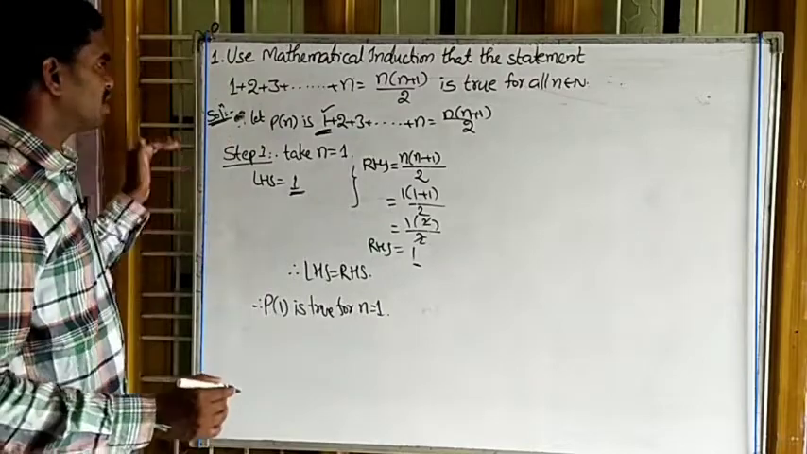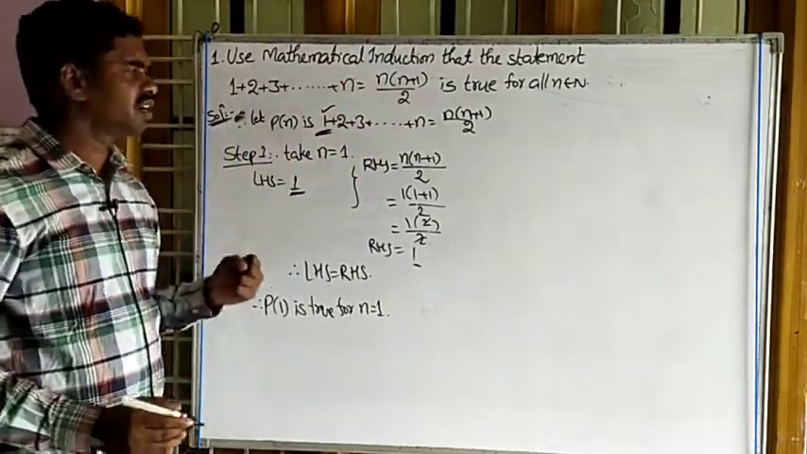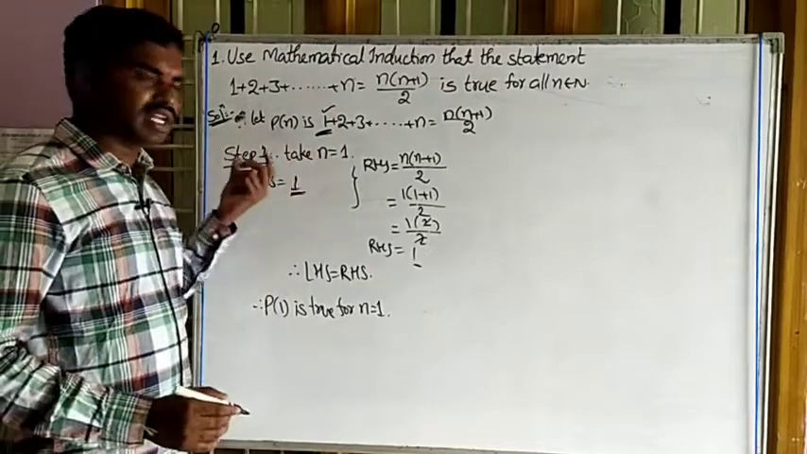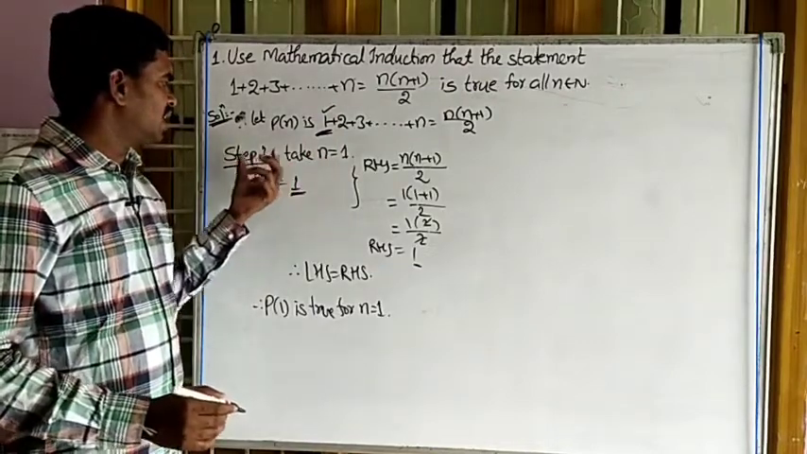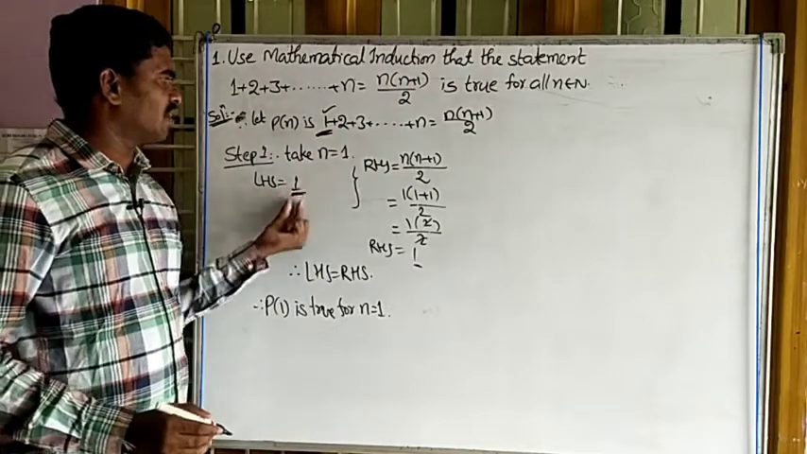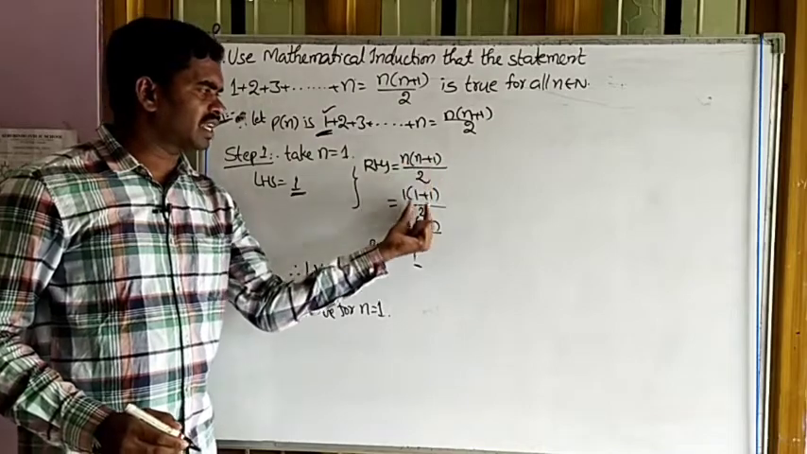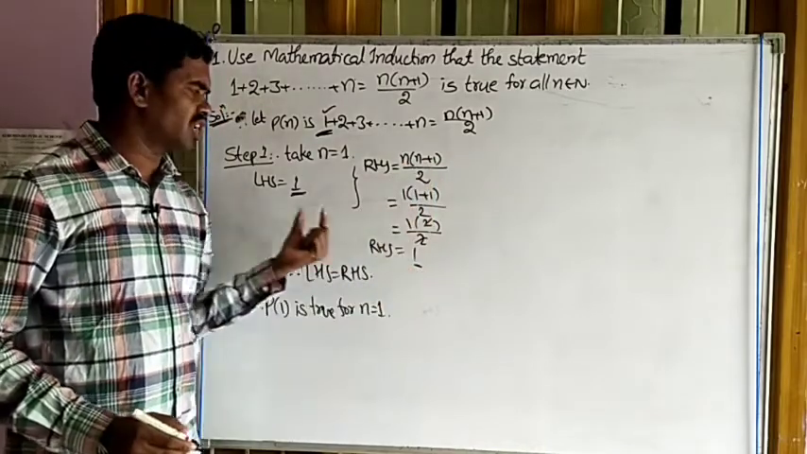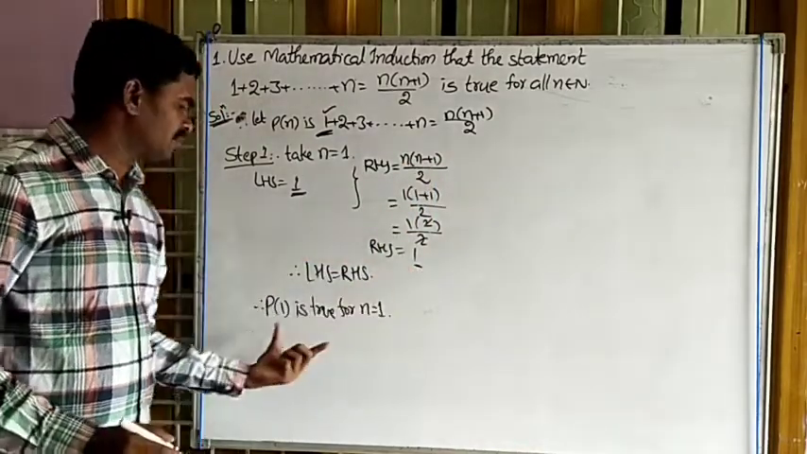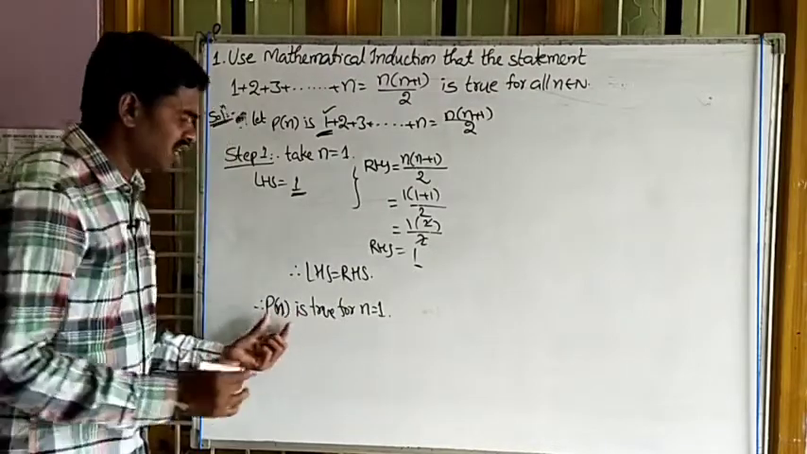First, take the given statement as P of n. Immediately take n equal to 1 in step 1. If you take n equal to 1, the left hand side is 1. The right hand side is n into n plus 1 by 2; by simplifying with n equal to 1, we got 1. So LHS is equal to RHS. That means P of n is true for n equal to 1.